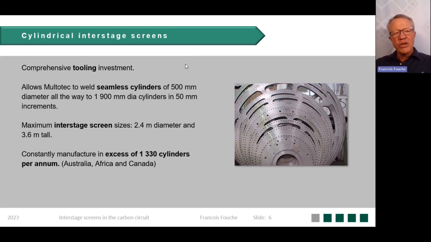So at Multotec, we are able to supply in excess of 1,300 cylinders per annum. The majority of these goes to gold mines in Africa, but we also export to gold mines in Canada and as far away as Australia.